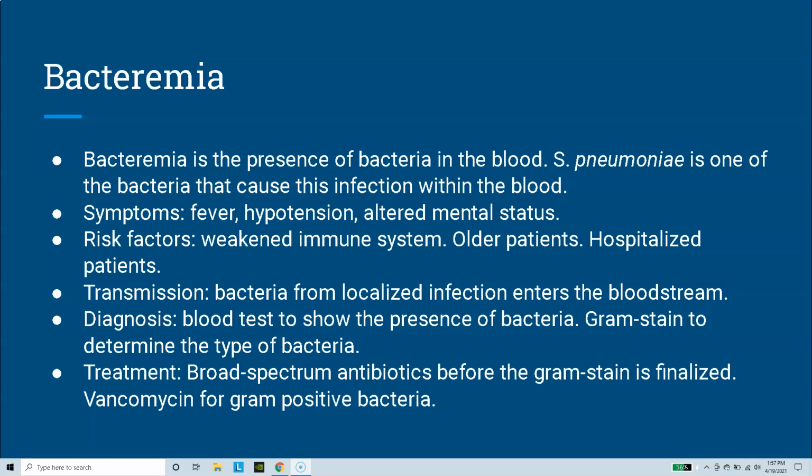Treatment is broad spectrum antibiotics before the gram stain is finalized, so it can treat either gram negative or gram positive, and vancomycin for the gram positive bacteria. And it's very important to start the antibiotic therapy as quickly as possible if bacteremia is suspected.